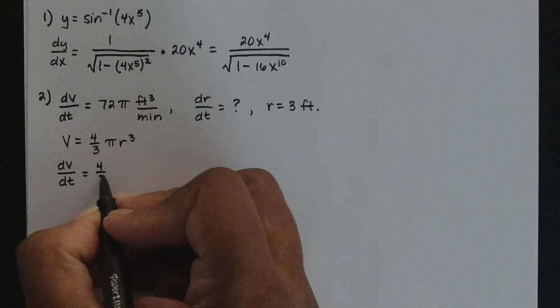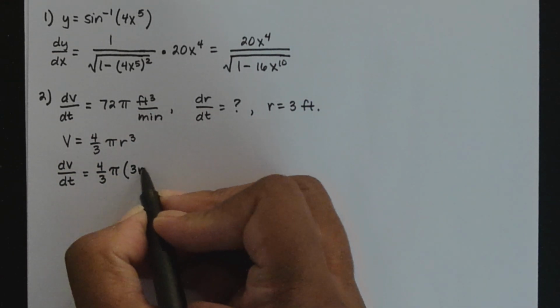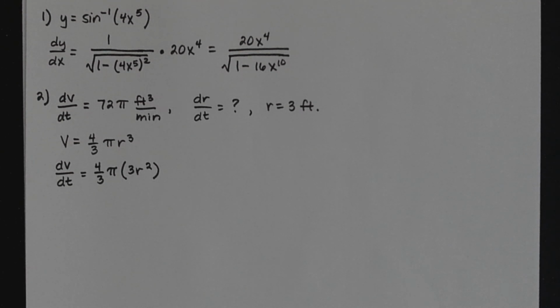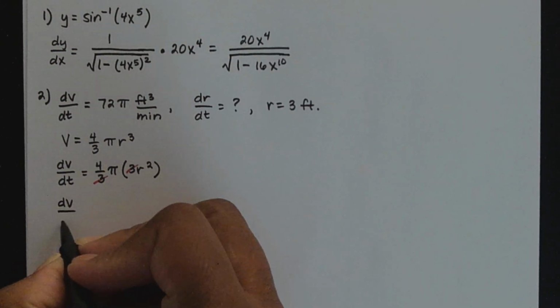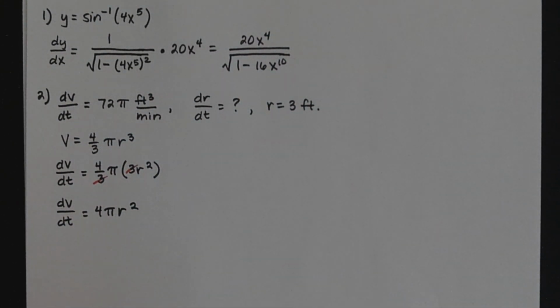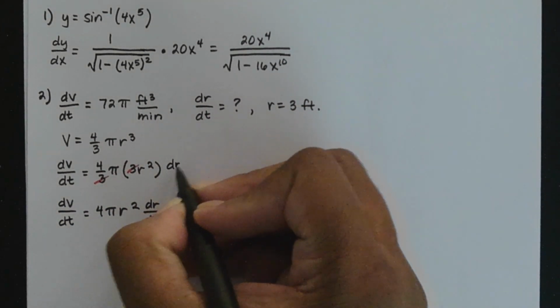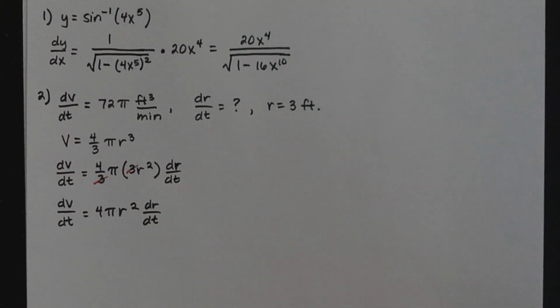And that's equal to 4/3 and pi are constant, so we'll bring that over. The derivative of r cubed would be 3r squared. Bring the power down, rewrite the variable to the 1 less power. And we can divide out those 3's, as you can see here. So that means dV dt is equal to 4 pi r squared when we simplify it. This needs to be dr dt as well, okay, because we're taking the derivative of each variable with respect to time.